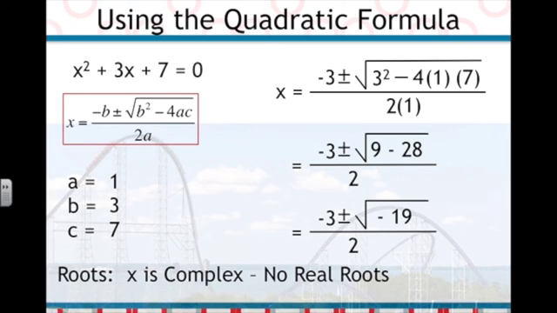Now that you've seen a few of these worked out, try some of the activities to practice using the quadratic formula on your own. Remember, be careful with your arithmetic.